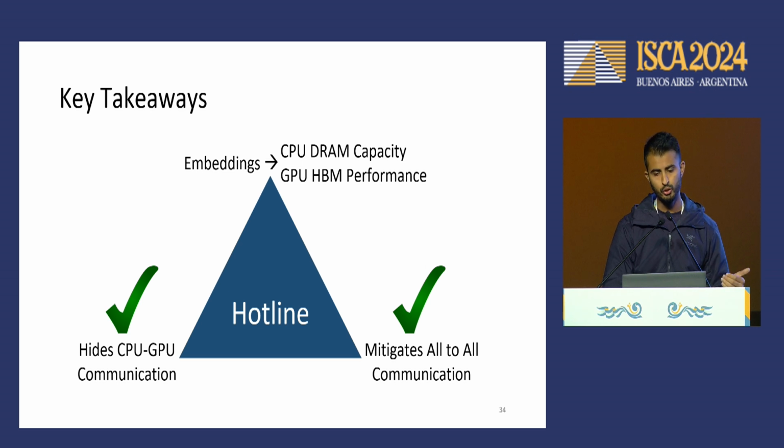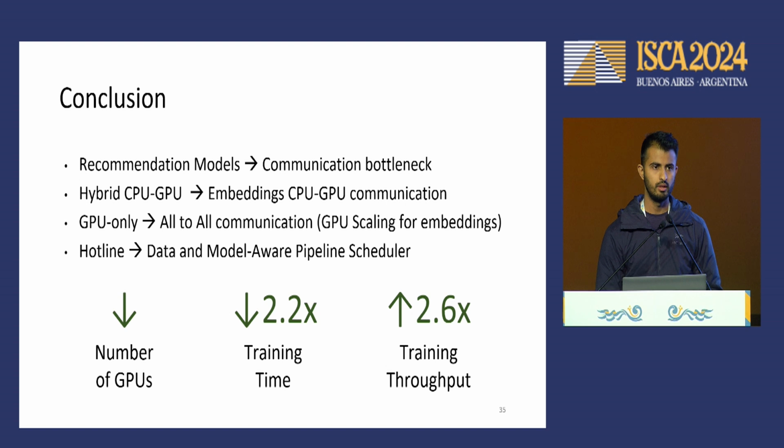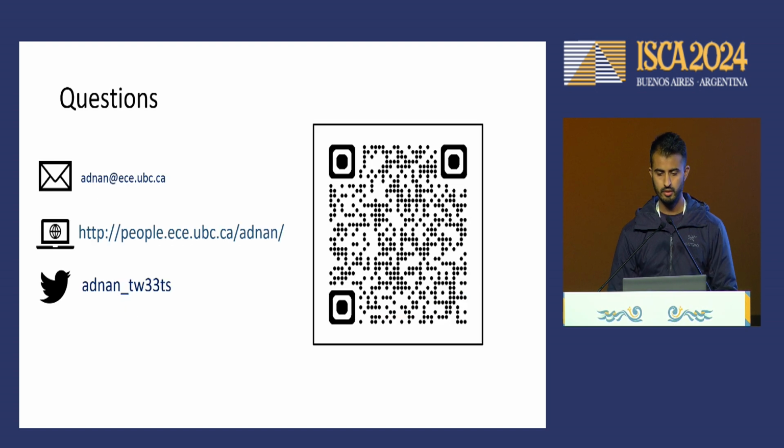It hides the CPU-to-GPU communication under popular micro-batch execution and mitigates all-to-all communication. To conclude, Hotline solves the communication bottleneck faced by recommendation model training by proposing a data- and model-aware pipeline scheduler that reduces the training time by 2.2x, provides a throughput of 2.6x, and is not limited by the number of GPUs. That's it from my side.